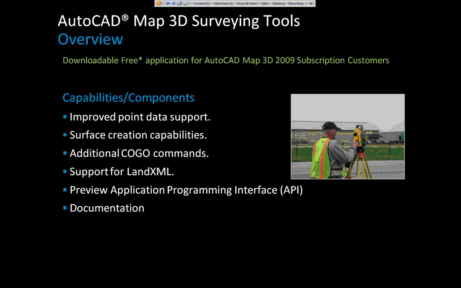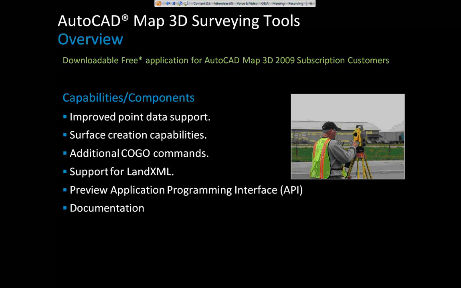You also now in Map 3D have the ability to create surfaces. Those can be TIN surfaces, or they can also be raster surfaces like a GeoTIFF. And the type of surface you get is based on the type of data you're creating that surface from. We'll talk about surface creation at length in the hands-on. There are a couple of additional COGO commands added to the input and inquiry toolbar. We'll talk about those as well.